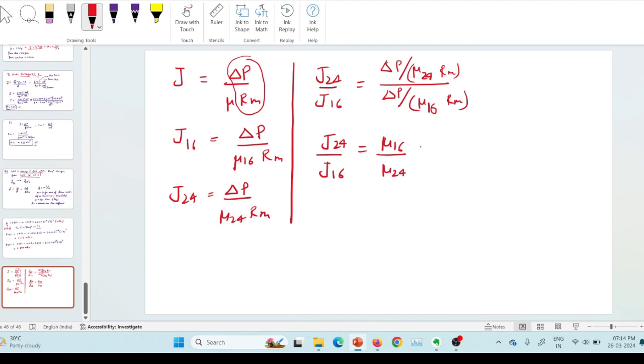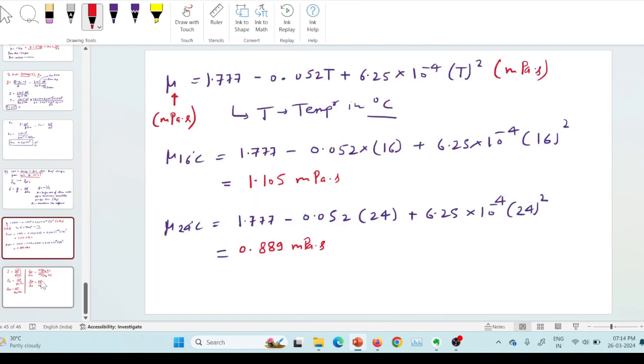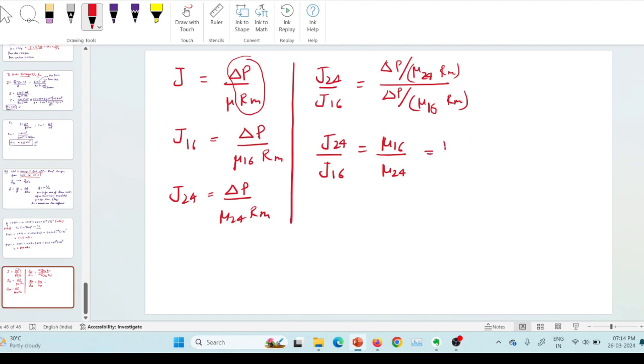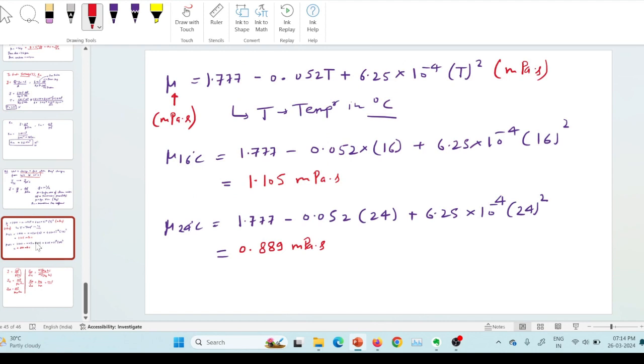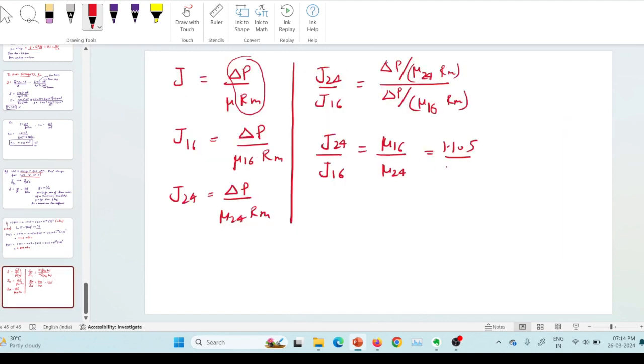So what is mu16? Mu16 value is 1.105. Mu24 will be 1.889. J24 divided by J16, the ratio will be 1.24.